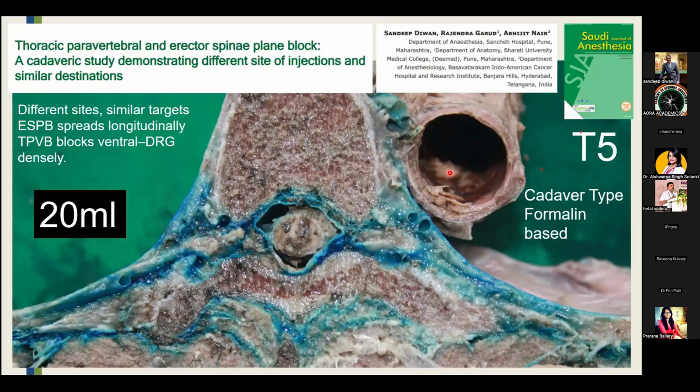Now, when I did a formalin based study and I injected in the paravertebral space, you can see the dense spread here going into the epidural space and then coming retrograde into the erectospinal plane. And when I injected into the erectospinal plane, it went into the paravertebral space and then into the epidural space. So even if you're giving it in the paravertebral or the erectospinal plane in the formalin based, it does go ventrally and it does come dorsally, and both into the epidural space and intrathecal space. But remember, this is a formalin based cadaver.